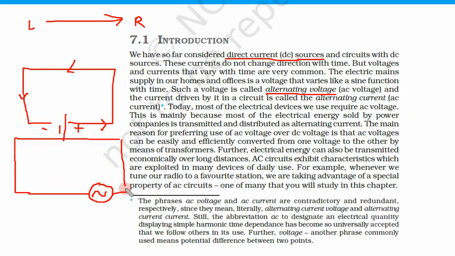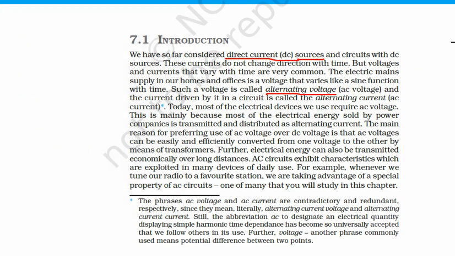In alternating current we don't show any direction. Why? Because suppose for some time this side is positive, so current will flow in this direction, clockwise. After some time the other side will become positive, so current will start flowing in this direction, anti-clockwise. That's why in alternating currents we don't show any direction, and the symbol for alternating current is this.